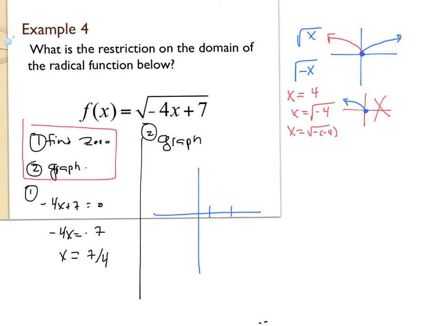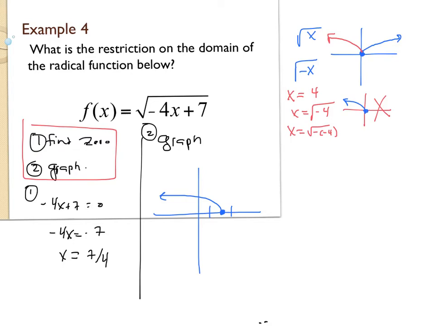So what I'm going to do is plot my zero, which is 7/4, and that's about 2. So I'm going to approximate, I'm going to put it at about 2. And the general shape of this radical function is just that kind of curved graph. And that's exactly what it would look like. Now, you can go ahead and graph this on your calculator, but it's nice to know what it's going to look like even before you start working with it. And so that gives us a good general idea.